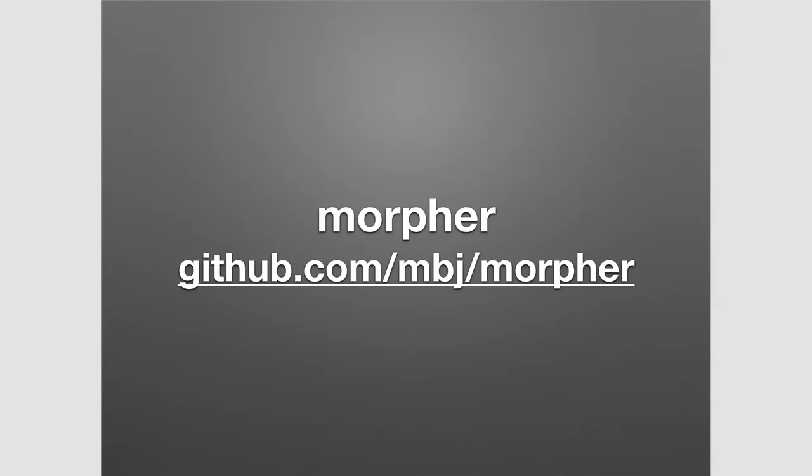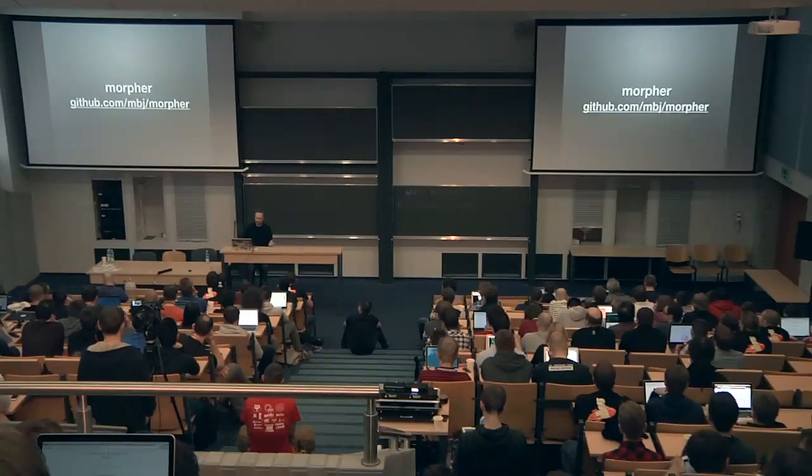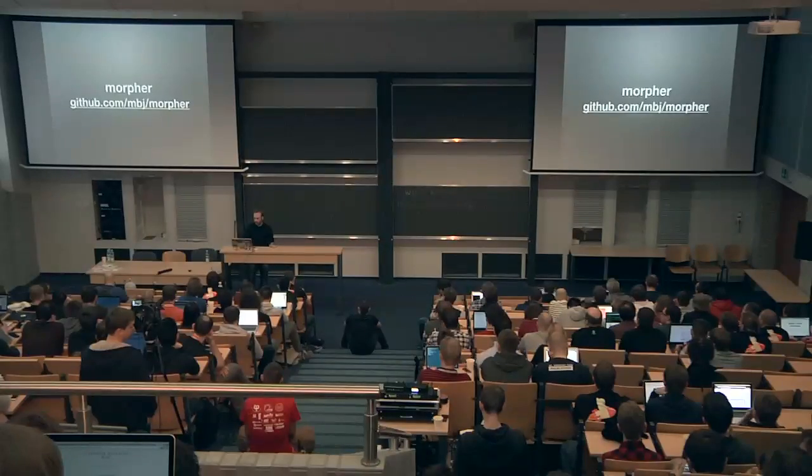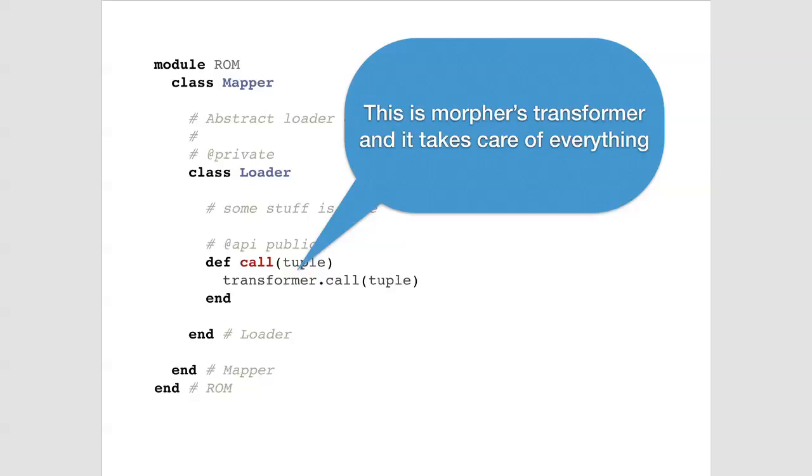And again, Markus, author of Mutant, also wrote something called Morpher, which recently became the de facto mapper in Ruby Object Mapper. And I think that's really cool, because when ROM uses Morpher, this whole huge problem is solved. I just call one method, and everything happens.